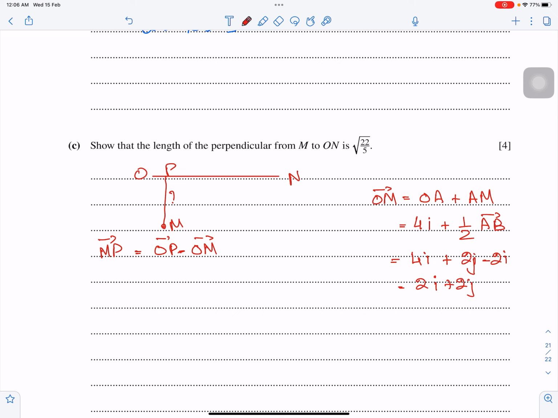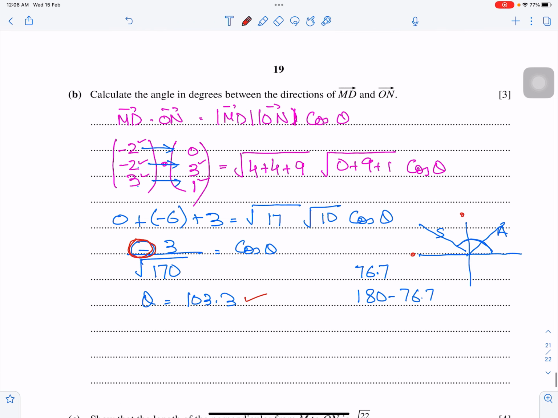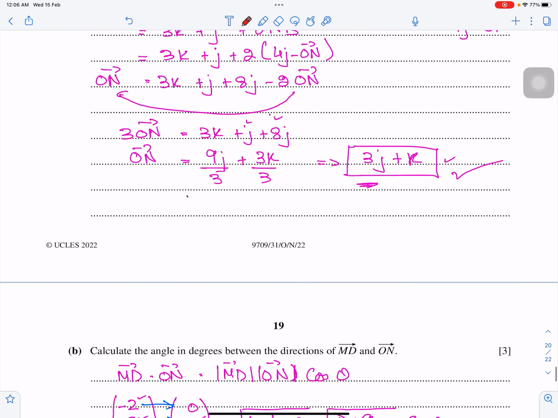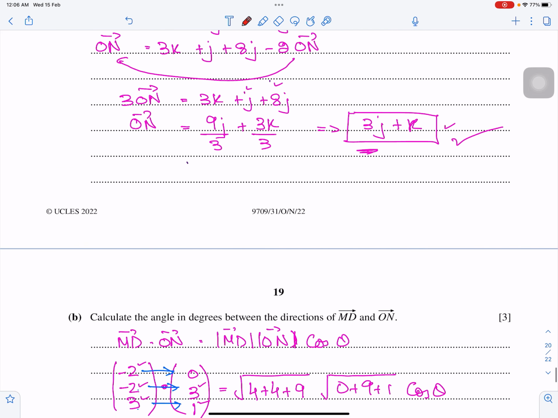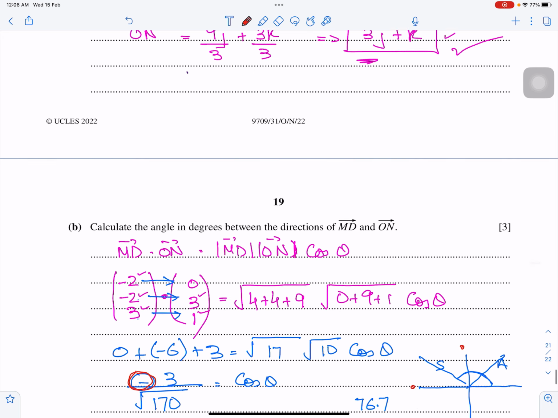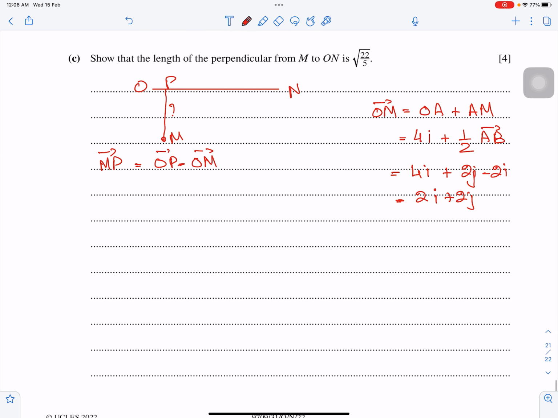The problem is I have to find out OP. Now here you need to understand one thing. P is a point on ON. Now you have the equation of ON, which is the direction of ON, which is here, 3J plus K. Now focus on this point. 3J plus K is the direction of ON. Let me write here: ON is equal to 3J plus K, right?